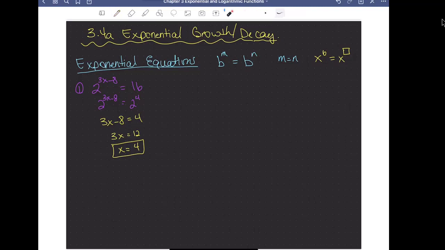So our goal right now is to always figure out a way to get our bases to be the exact same numbers, because once those bases are the same, we know then that our exponents have got to be equal.